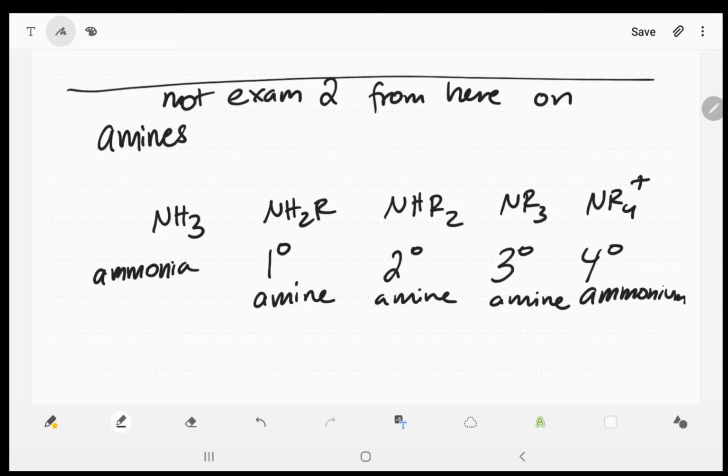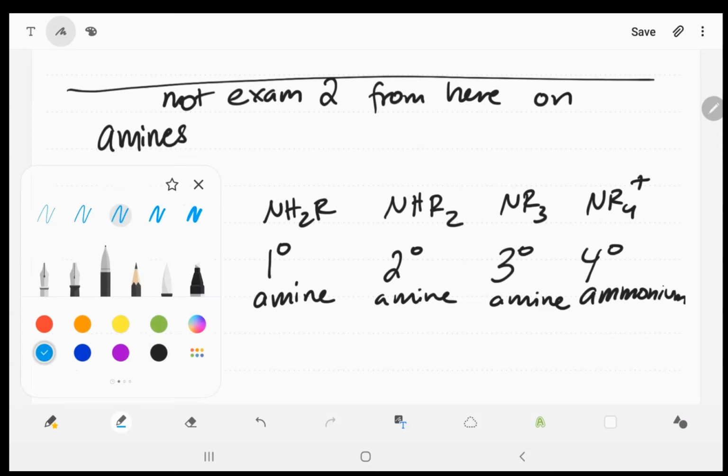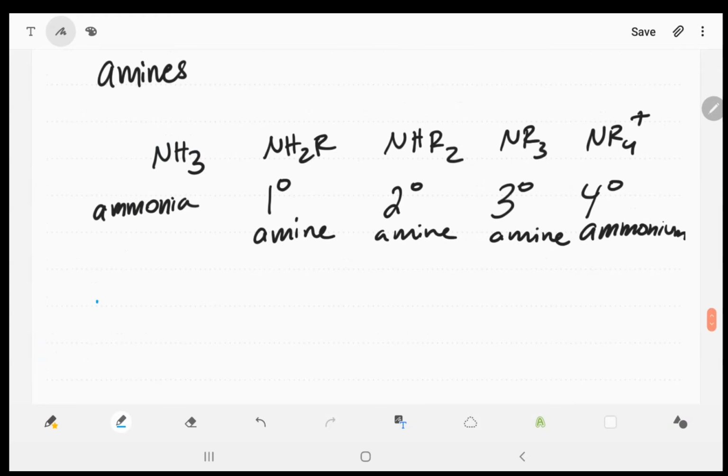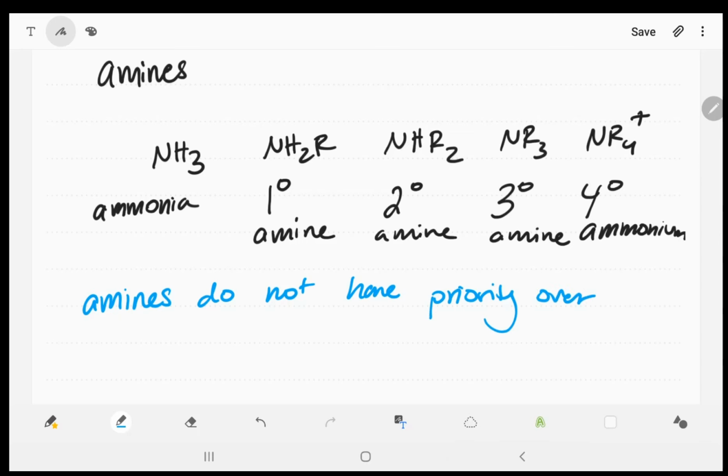So carbons, we talked about how many carbons were on them, right? We do the same thing with amines. So a primary amine has 1 carbon on it. A secondary amine has 2 carbons on it, and a tertiary amine has 3 carbons. A quaternary ammonium has 4 carbons on it. And then ammonia, of course, has none. So these are our kind of basic ones. Amines are, thankfully, never going to be a priority group. So they are kind of the same priority as alkanes. So amines do not have priority over any functional group.